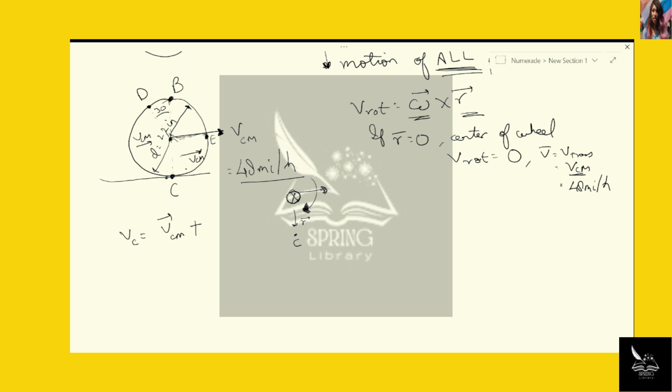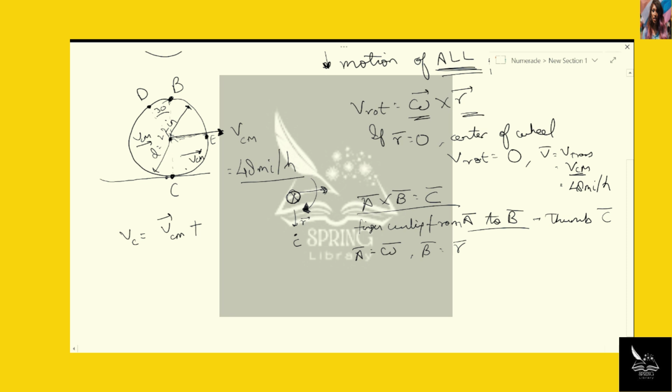Recall the right hand rule, A cross B equals C. If you take your right hand, and your fingers are curling from vector A to vector B, then your thumb will show you the direction of vector C. In this case, A is omega, B is r.